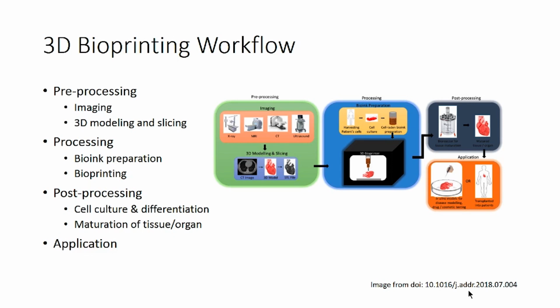So, that is the pre-processing aspect, and during the processing aspect, which is where you are trying to print the tissue, there are two major things which you need to work on. One is the bio ink. So, what would be the ink you use, right. So, that is basically the material on which the cells are going to be cultured.